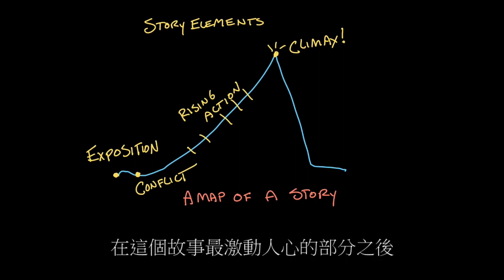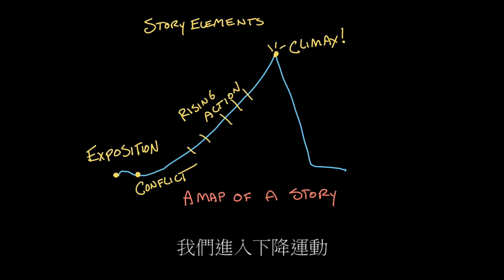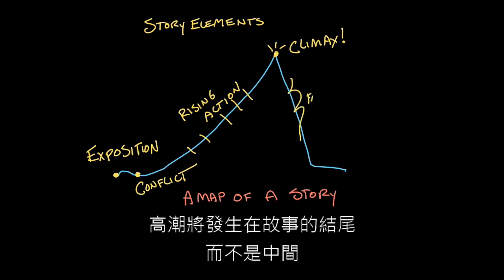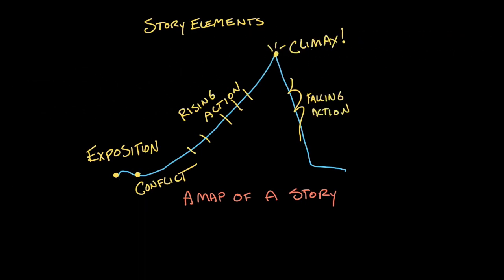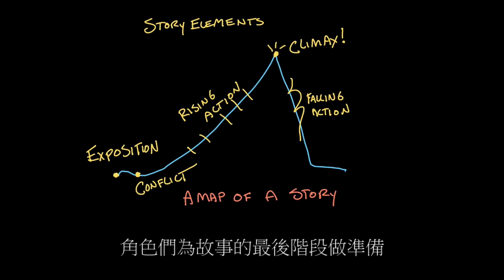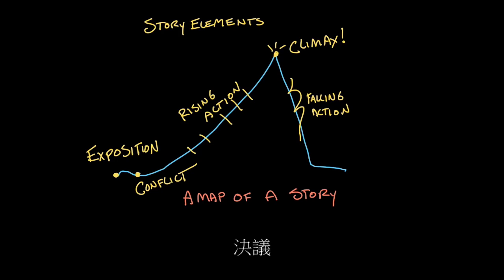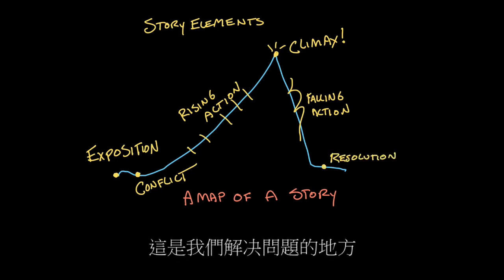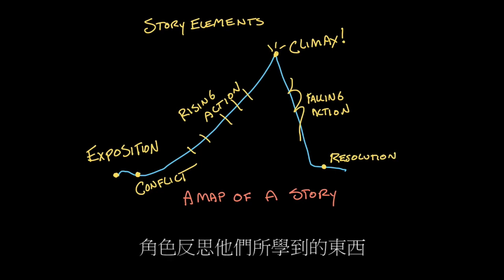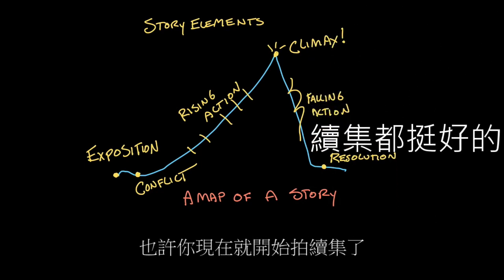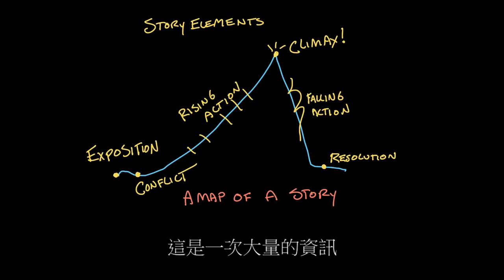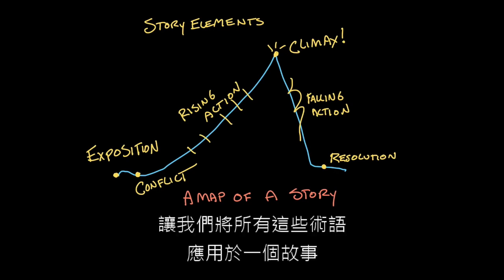After the climax, after this most exciting part of the story, we enter falling action. The climax will happen much closer to the end of the story than to the middle. It's not a symmetrical mountain. The action slows down, the problem has been solved, or maybe the problem has changed, and the characters prepare for the last phase of story, the resolution. This is where we tie up loose ends, characters reflect on what they learned, maybe you set up a sequel. Now, look, that was a lot of information all at once. In order to make sense of it, let's apply all of those terms to a story.